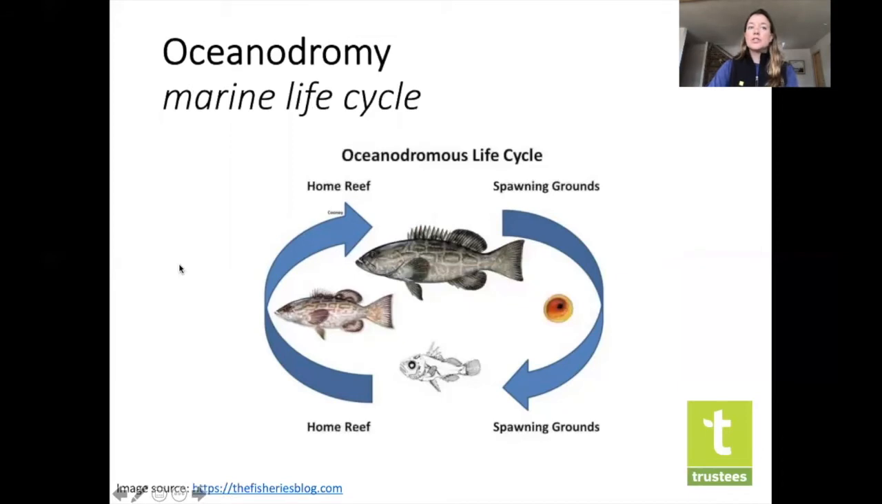And then oceanodromy. So this, just the exact opposite of potamodromy, is a purely marine life cycle. Often when we think about fish, this is probably what we're assuming. When we think of fish or saltwater fish, we're thinking they're spending their whole life, their entirety of life, in saltwater. So this would be the case with white sharks, for example, or tuna, where they will just spend their life in the marine environment.